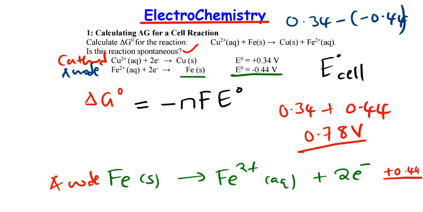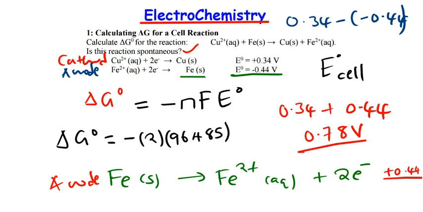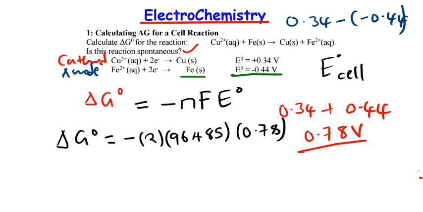So calculating our Gibbs free energy therefore becomes: substitute n, which represents the number of electrons, so you've got minus 2 multiplied by the Faraday's constant, which will be given in your exams, 96485, and 0.78, which is our standard cell potential. All you have to do is grab the calculator and punch in the values. The units for the Faraday's constant are coulombs per mole.